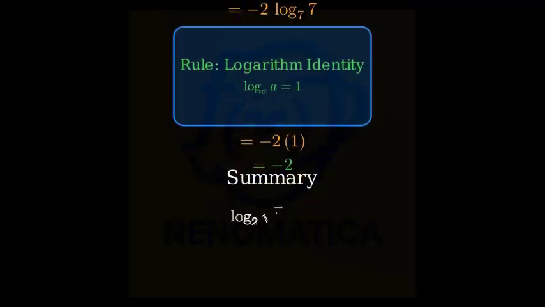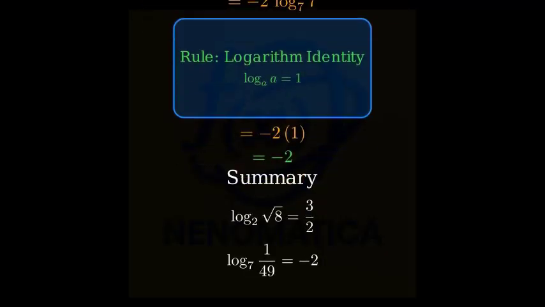Summary. We carefully mirrored the original step order. Convert to exponents. Rewrite with the base. Combine exponents. Apply the power rule. Use the identity. And then simplify. Our final answers are 3 halves and negative 2.